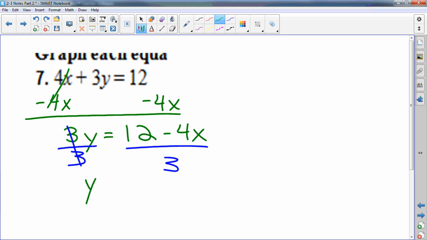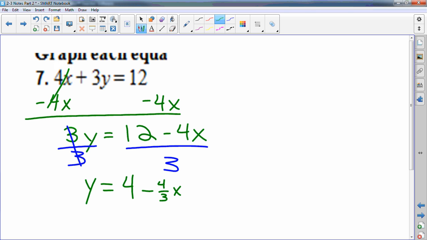So I have y equals 12 divided by 3, which is 4, minus... can I take 4 divided by 3? No, so just leave it as 4/3, minus 4/3 x. Now, is that in slope-intercept form? Not yet. What's the problem? They need switching.